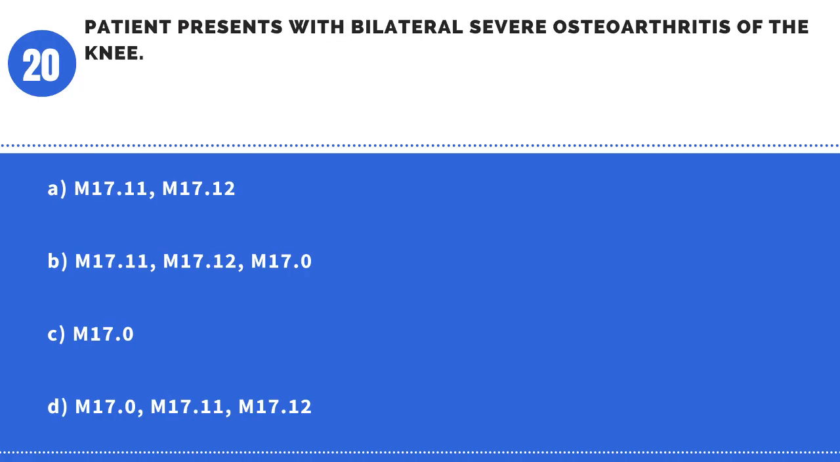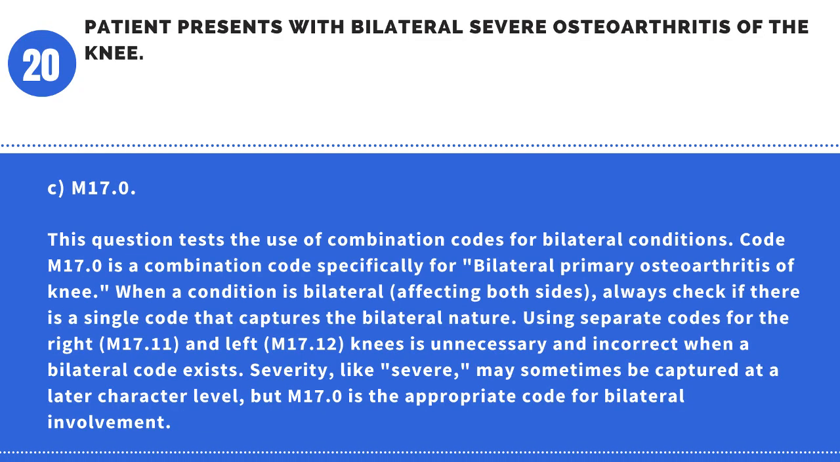Question 20. Patient presents with bilateral severe osteoarthritis of the knee. A. M17.11, M17.12. B. M17.11, M17.12, M17.0. C. M17.0. D. M17.0, M17.11, M17.12. Answer: C. M17.0. This question tests the use of combination codes for bilateral conditions.